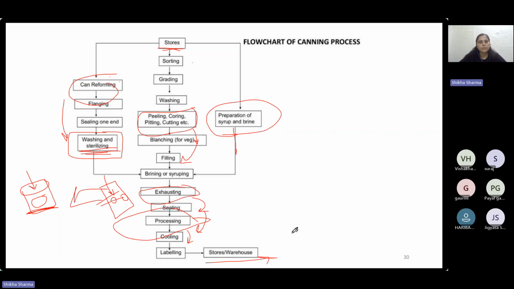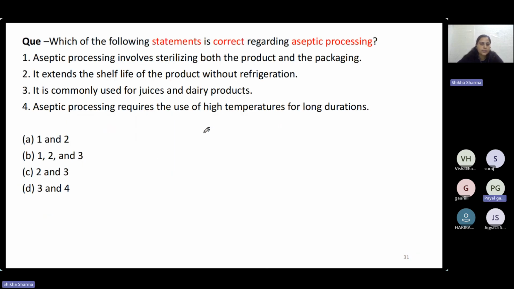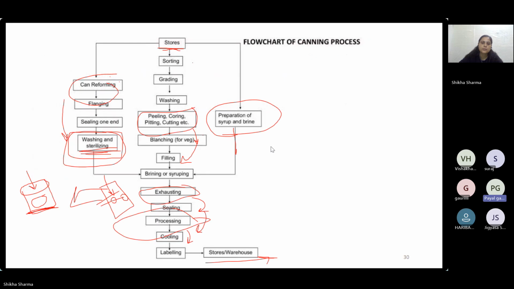In this, the cans will also be sterilized. Basically, in canning, the food is not processed; the food is only blanched, a minimal process. The can is sterilized and processed.